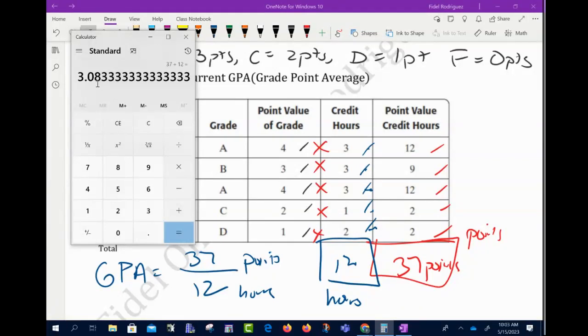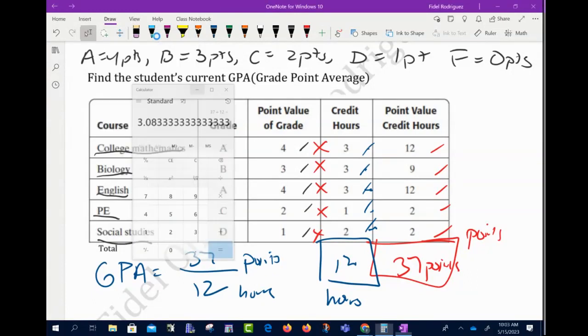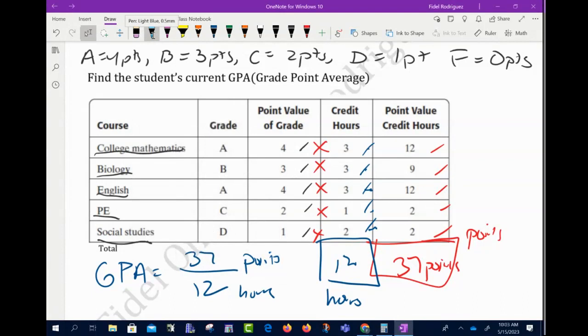The 8 is the number that I'm looking to round. So I need to know, should I leave it as an 8 or should I bump it up to a 9? Yeah, we got to look at the number to the right of it. It's a 3, so we're going to leave that 8 as it is. So 3.08 would be our GPA. Okay. With GPAs, guys, they always go to 2 decimal points.